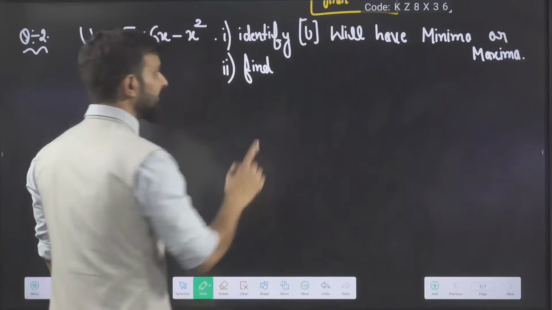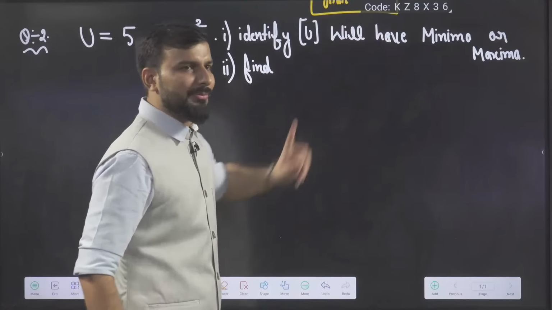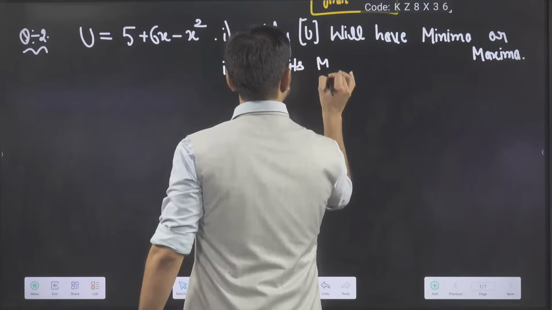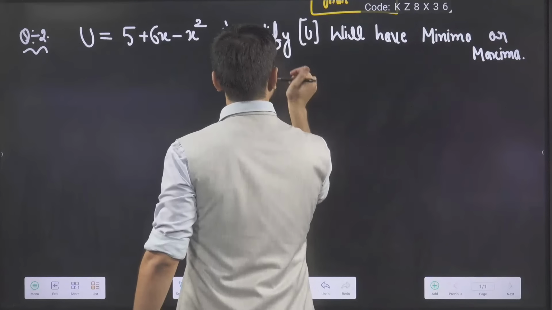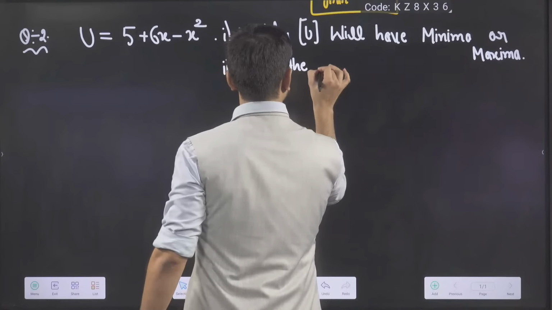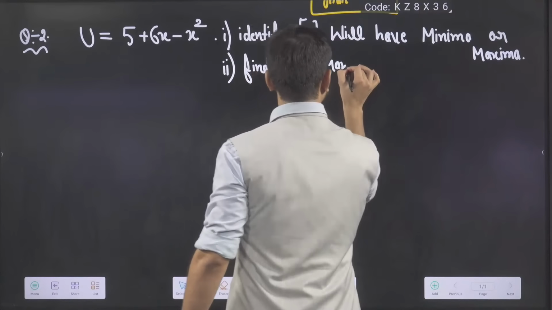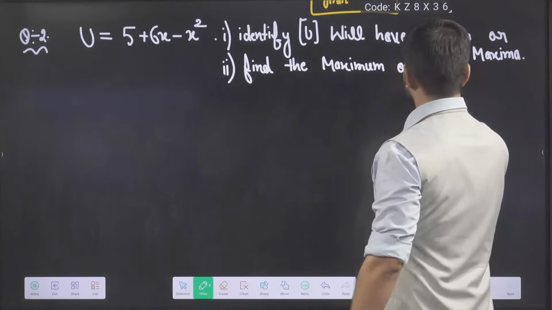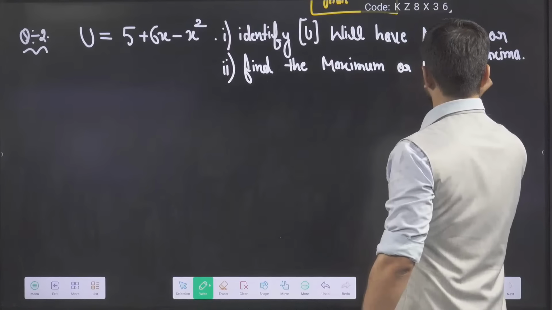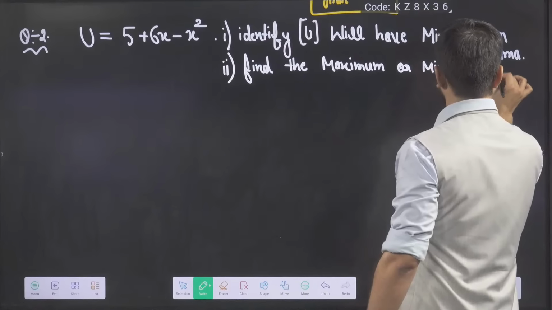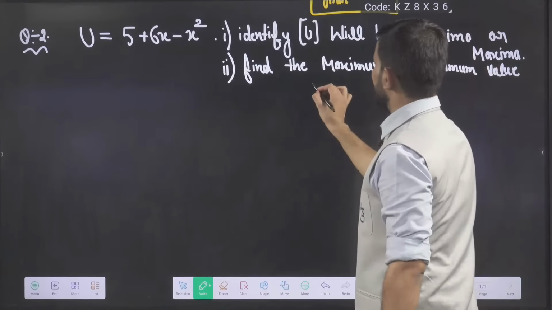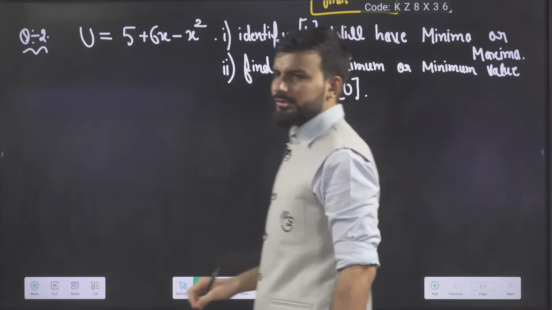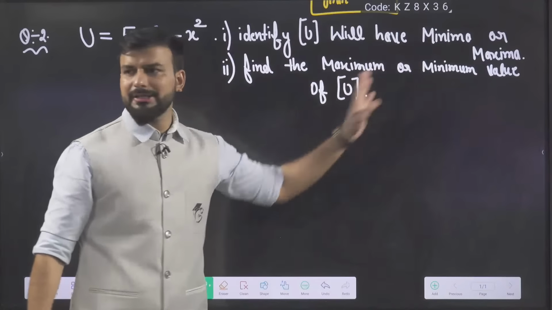Second question, like this: identify whether you will have minima or maxima, then find the maximum or minimum value of U. Whatever it is, you don't know whether it is maximum or minimum.